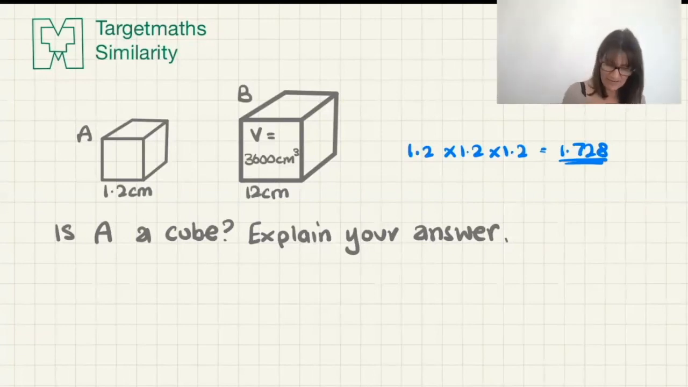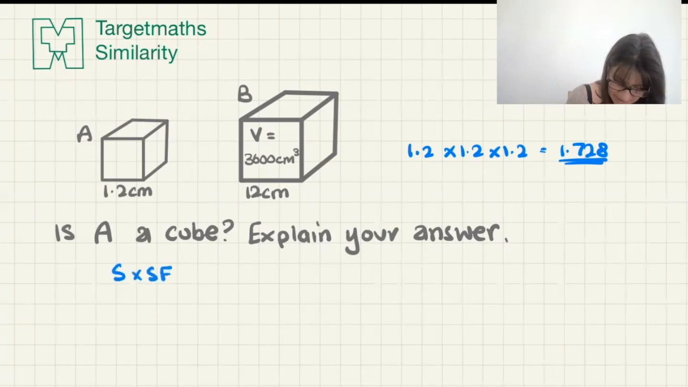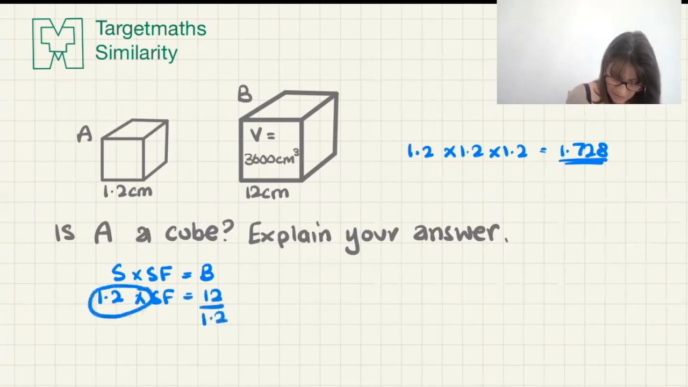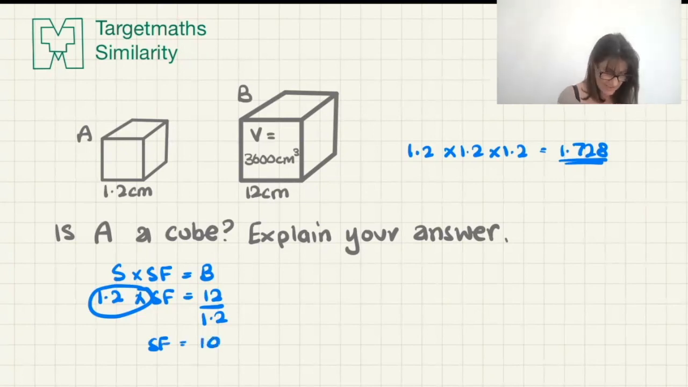So now I'm going to go back to what I know with the similarity. So I know that the small times the scale factor is going to equal the big. I've got 1.2 as the length, times by the scale factor, which is the number I don't know, is going to equal 12. So I'm going to divide through by my 1.2, and I'm going to see that my scale factor is 10. Okay, so my scale factor is 10.